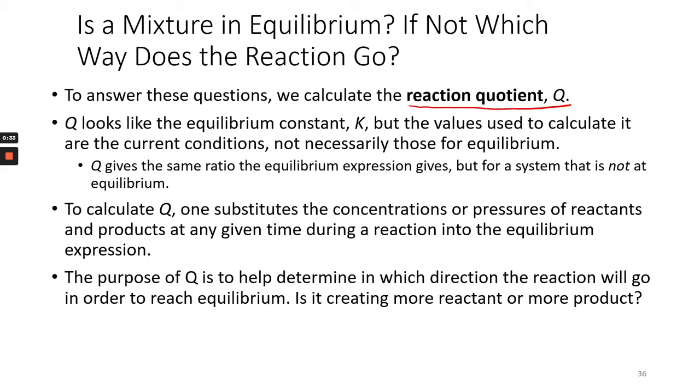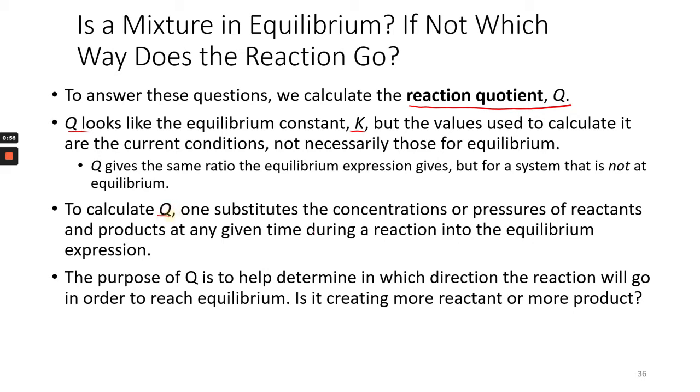Q actually looks just like K. The same way we calculate K, we're going to calculate Q, except for Q, we are not using equilibrium concentrations. We are using the concentrations that we currently have. It could be the initial concentrations or just the concentrations that the reaction is currently at.